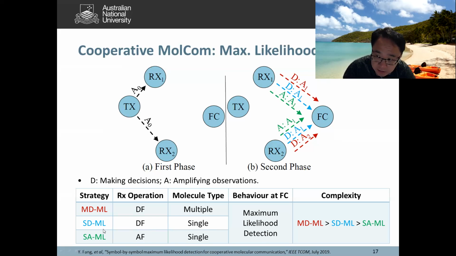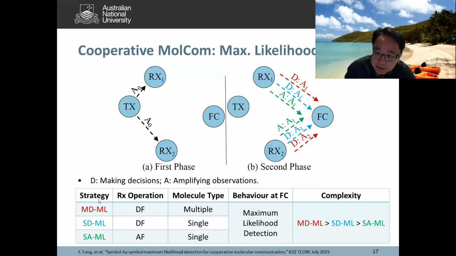And then the third strategy we are considering here is called SAML. SAML means that the receiver will use amplify and forward to deal with the received signal. That means the receiver does not decode the signal from the transmitter, but just amplifies the received molecules and forwards these molecules to the fusion center. And all the receivers will use the same type of molecules to notify the results. Again, for this strategy, the FC will use maximum likelihood detection to detect the received signal.